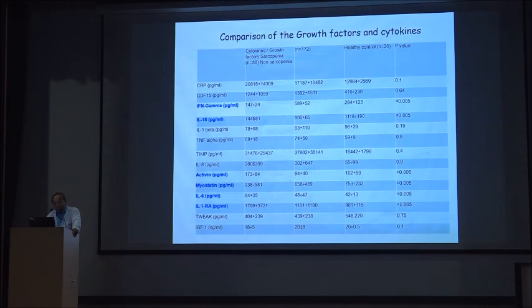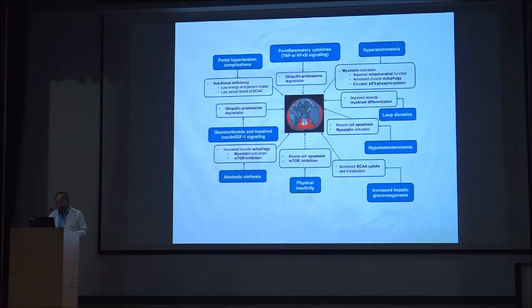This is our own data where we have clearly shown that in cirrhosis, between those with and without sarcopenia, there was a significant difference in interferon gamma, interleukin 18, activin, myostatin, interleukin 6, and interleukin 1 receptor antagonist. So in a nutshell, we can say that portal hypertension, pro-inflammatory cytokines, hyperammonemia, hyperaldosteronemia, glucocorticoids, impaired insulin-like growth factor signaling, alcohol intake, and inactivity will lead to sarcopenia.